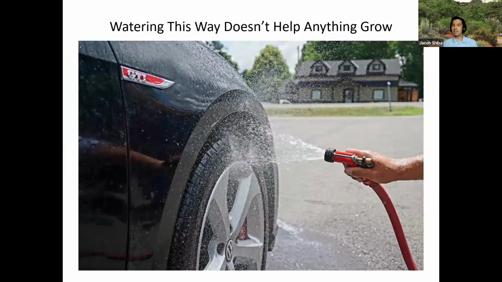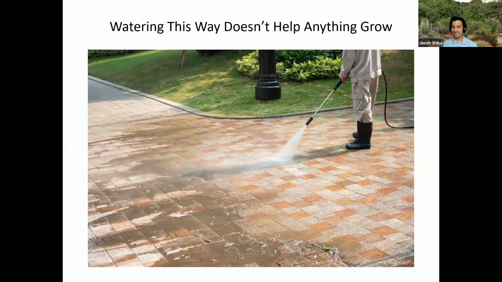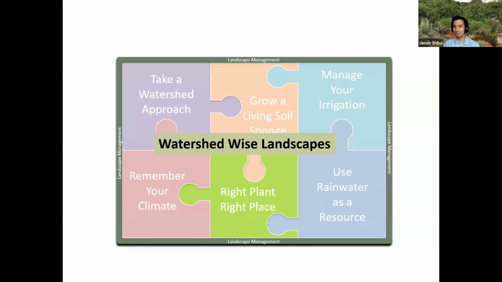So watering this does not grow anything, and watering this doesn't grow anything. Maybe it helps some weeds grow in the middle of those areas, but it doesn't help anything grow. And that wraps up our Watershed Wise landscape training.